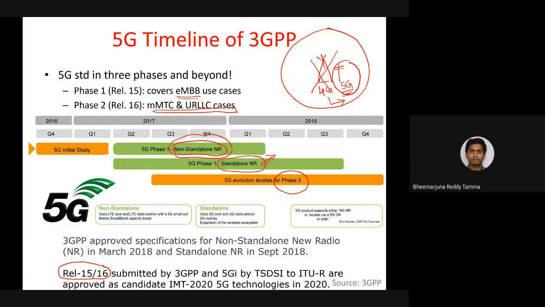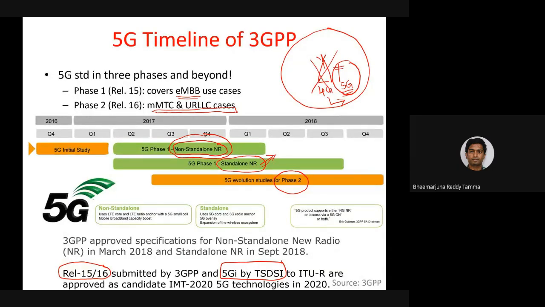Another interesting development in the last 3-4 years is TSDSI, the Telecommunications Standards Development Society, India, which was formed very recently. They also proposed another candidate technology for 5G to ITU-R. It has the acronym 5GI, where you can assume the I stands for India, and the Indian government, academia and industry put their resources into getting this submitted to ITU-R. In addition to Release 15 and Release 16 of 3GPP, even the TSDSI version, 5GI, has been accepted by ITU-R as one of the candidate 5G technologies. This happened in 2020.